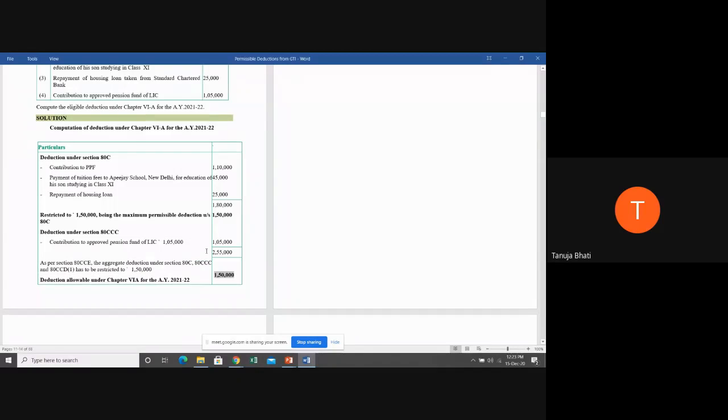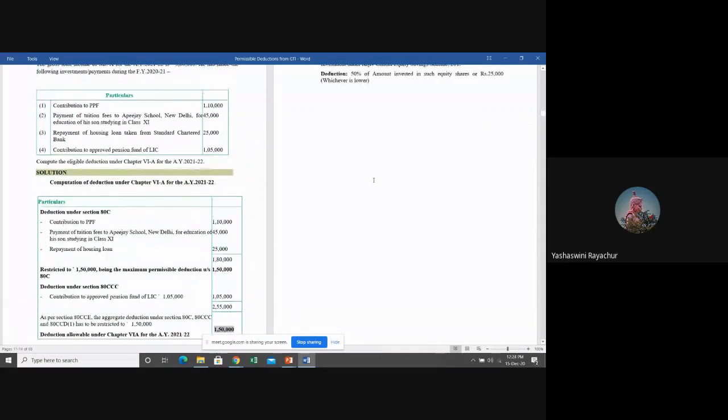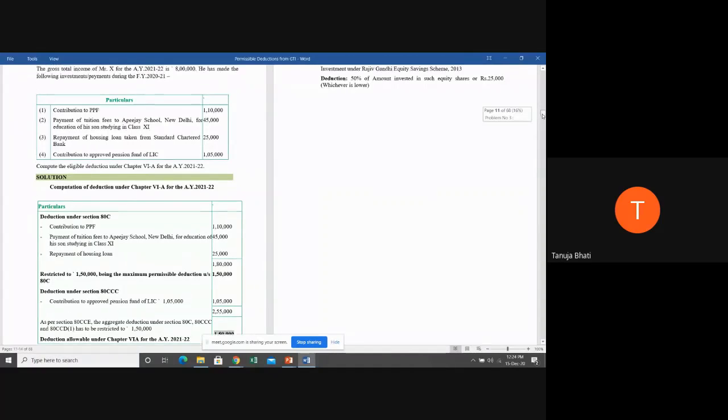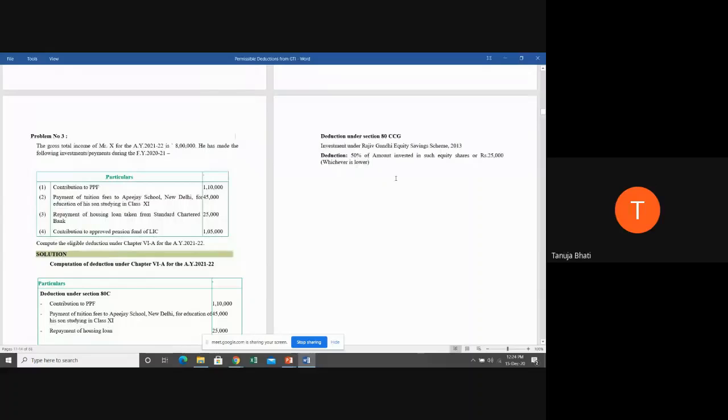Students, have you all understood this sum? Yes, ma'am. Remember, under 80C also, the maximum deduction is 1,50,000, and 80CCE also tells us that the total of 80C, 80CCC, 80CCD should not exceed 1,50,000. So the maximum deduction you can get is only 1,50,000. So is this clear? Yes, ma'am.